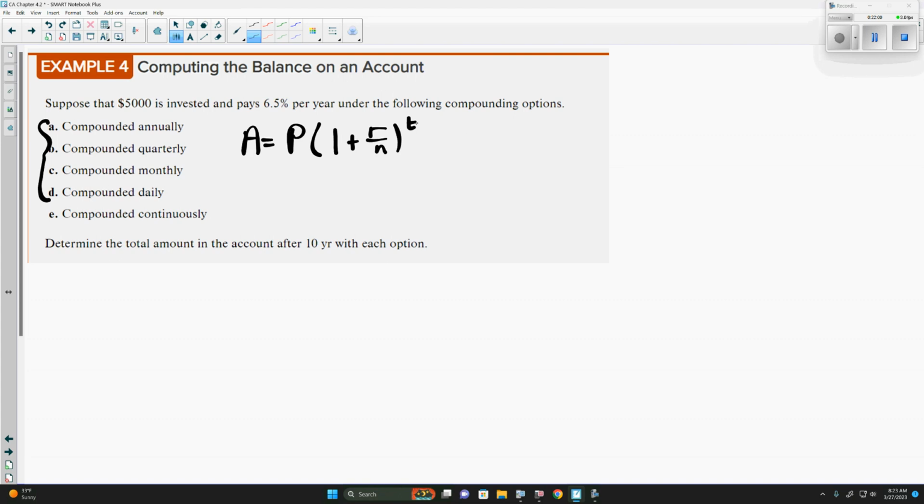Now our starting equation, A, is what we're going to find, is equal to our principal. They suppose that $5,000 is invested, so our principal, what we're starting out with, is $5,000. 1 plus our rate is 6.5%, but we need this as a decimal, so we have to move the decimal 2 spots to the left. 0.065.